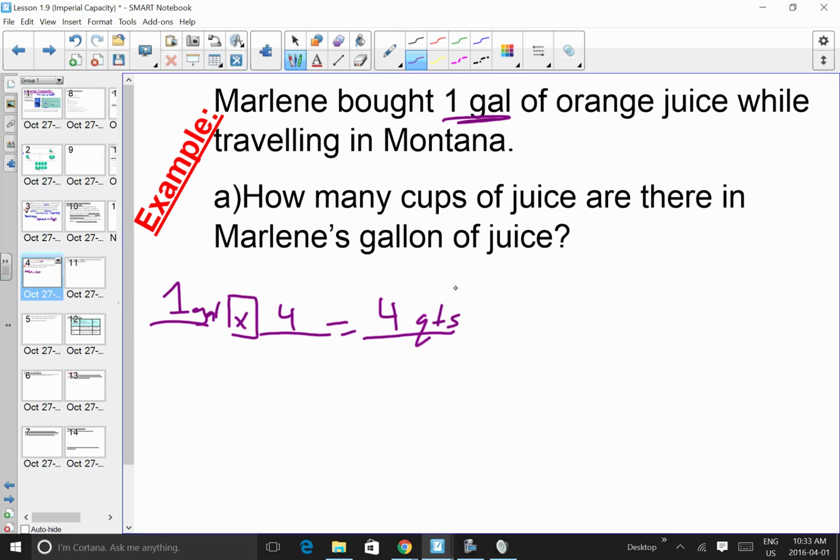Now I'm going to change those quarts into pints. So I'm starting with 4 quarts, and I know that there are 2 pints in each quart. That's what I'm changing to. I'm changing into pints. And because a pint is smaller, my number is going to get bigger. 4 times 2, I got 8 pints.